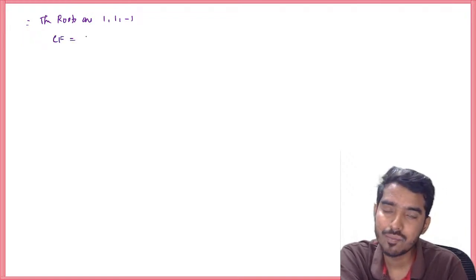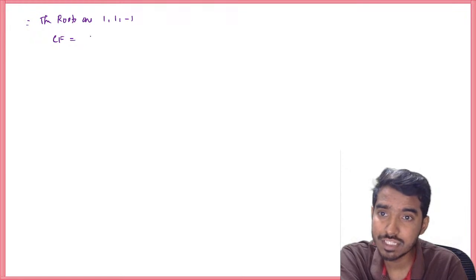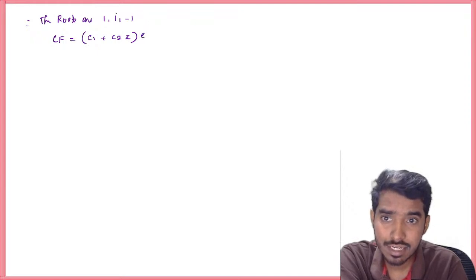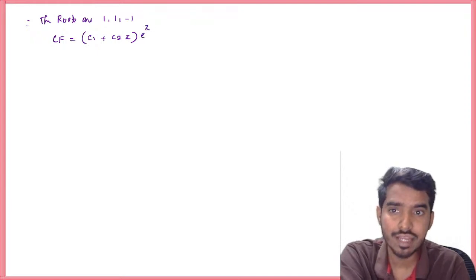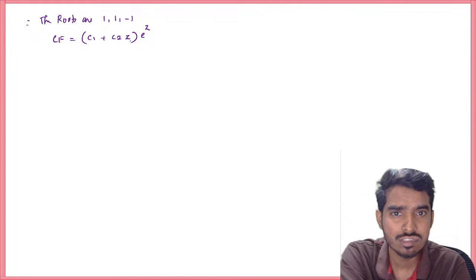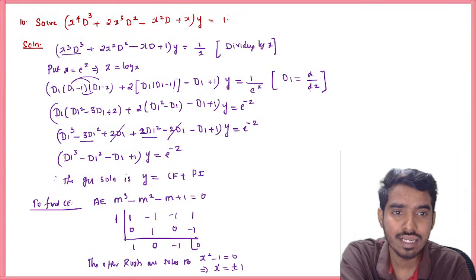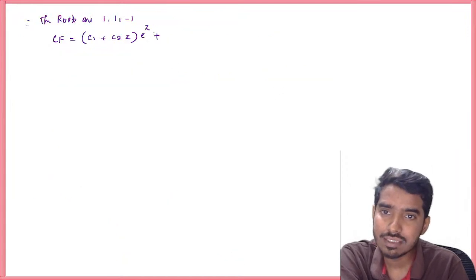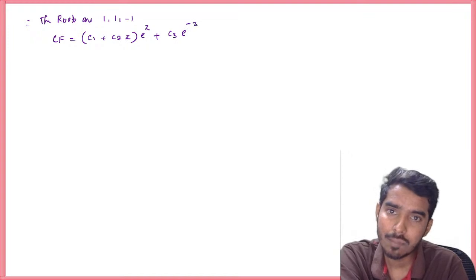What is your CF? For two equal roots, the complementary function is C1 plus C2 z, times e power that root into z. Usually we will have x here, C1 plus C2 x e power m1 x, but everything is in terms of z, because the independent variable is z now. Plus, for the distinct root, we write C3 e power minus z.